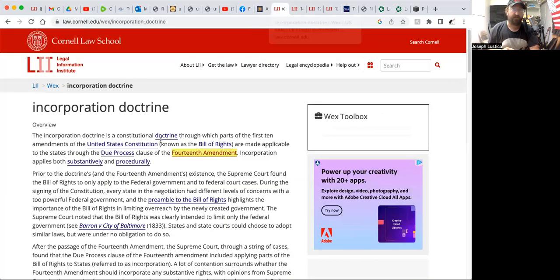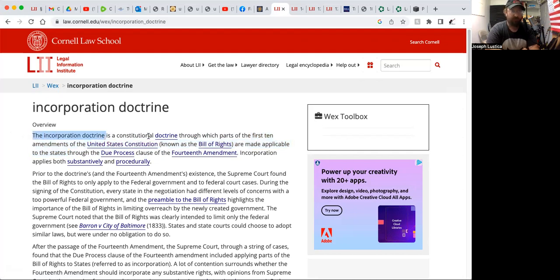The Incorporation Doctrine, okay? Now, the Incorporation Doctrine is a constitutional doctrine through which parts of the first 10 amendments of the United States Constitution, known as the Bill of Rights, are made applicable to the states. Oh, you didn't know that? Wait a second. Let's digest that for a second. You did not know that the Bill of Rights were not applicable to the states, did you? Okay, that's right.